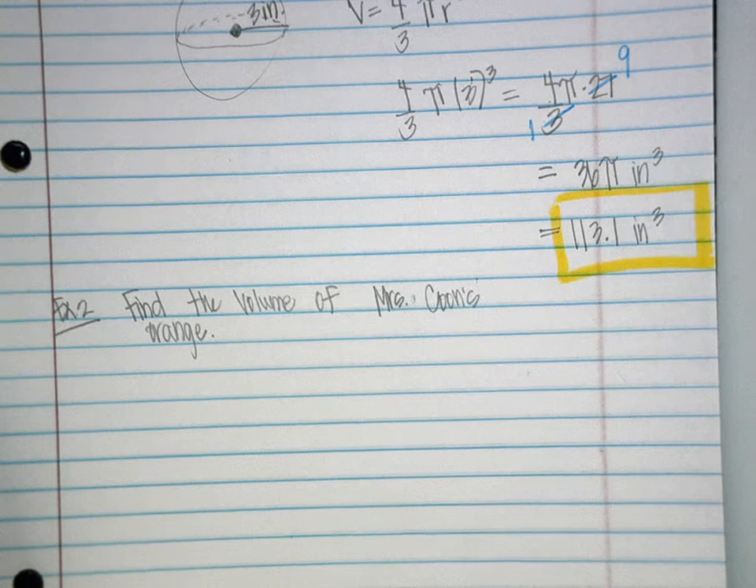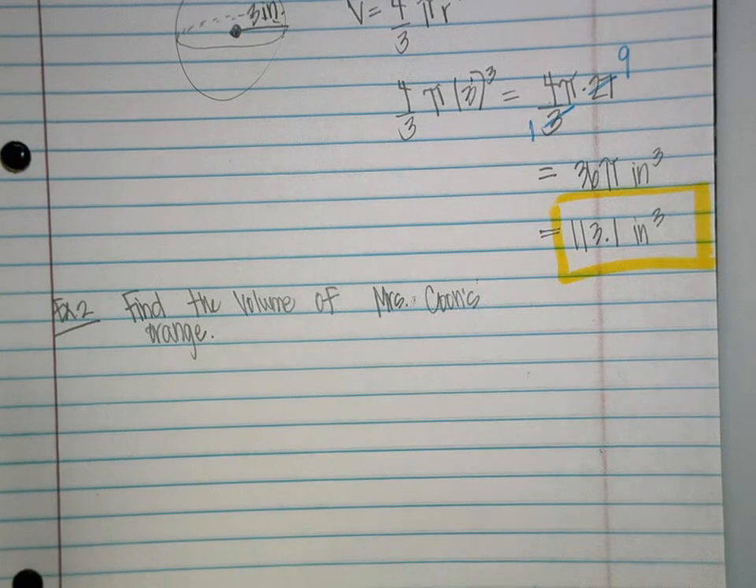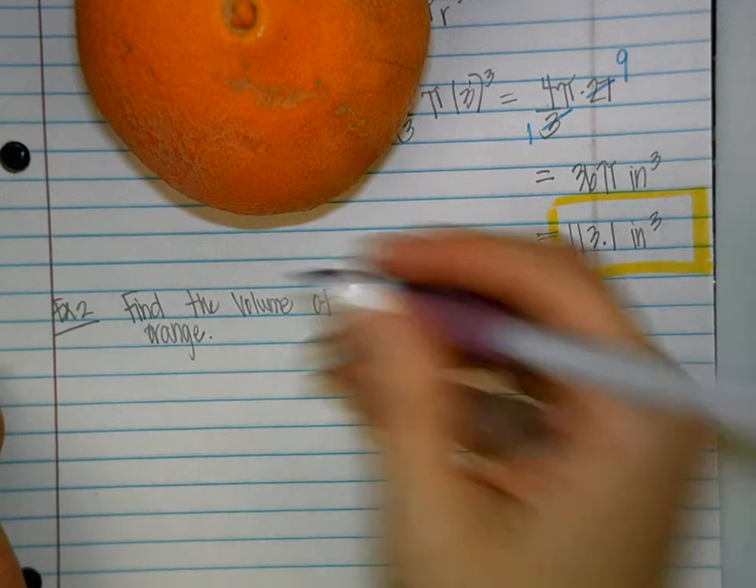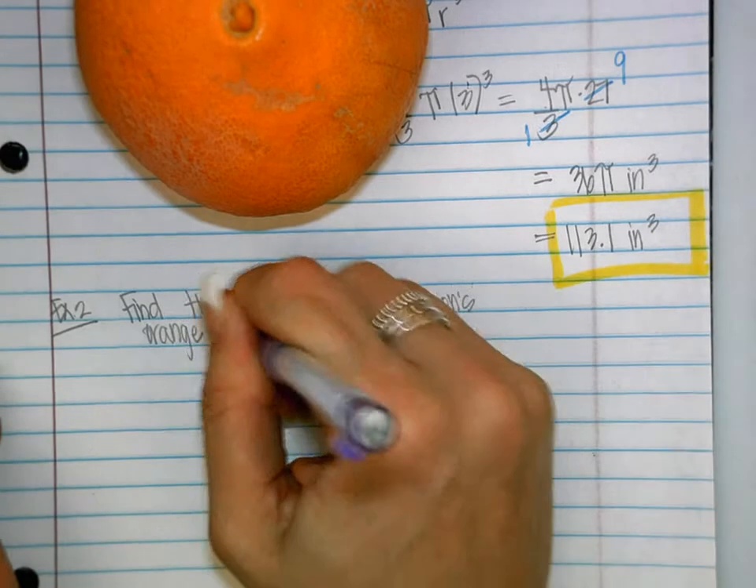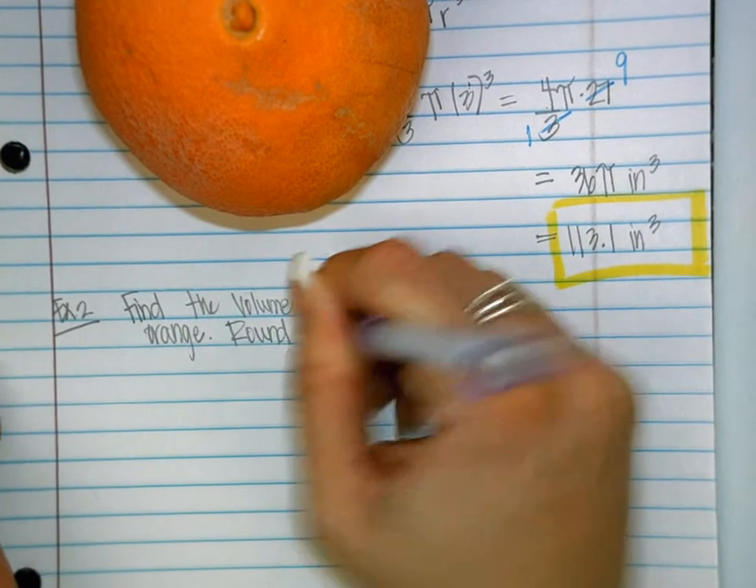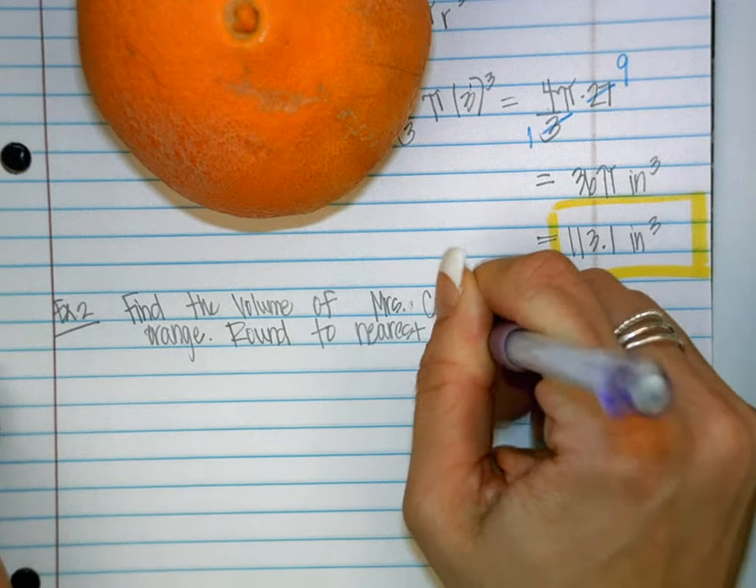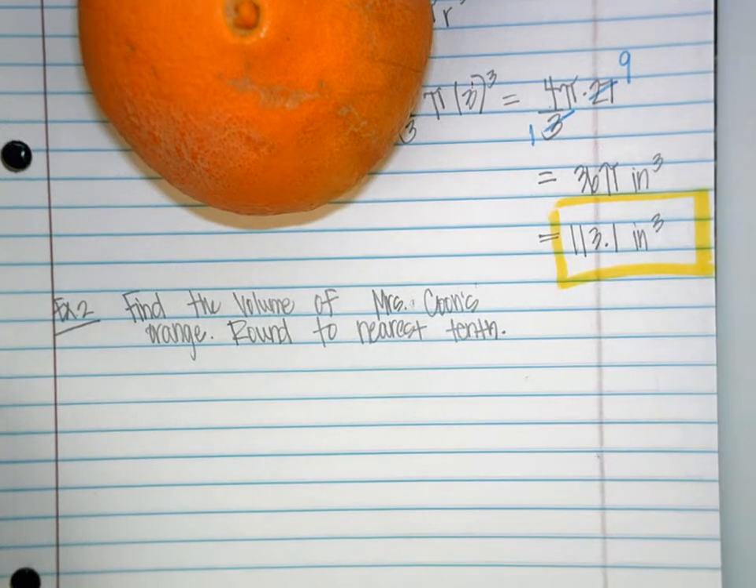We're going to find the volume of my breakfast today, and then I'm going to eat it. Okay, find the volume of my orange. So, what do I need to know? The radius. And we're going to round to the nearest tenth. We're going to measure my orange.